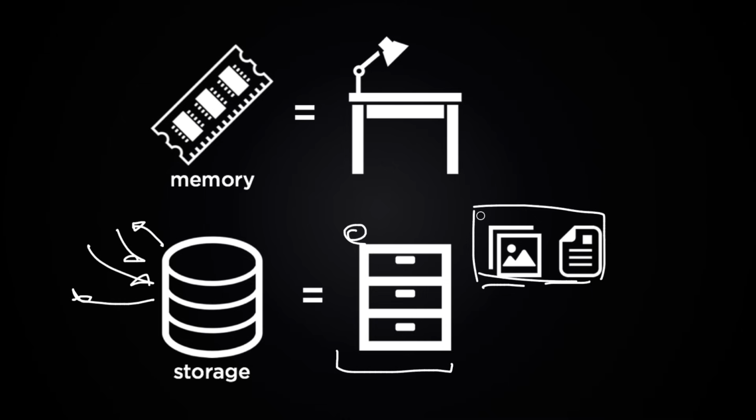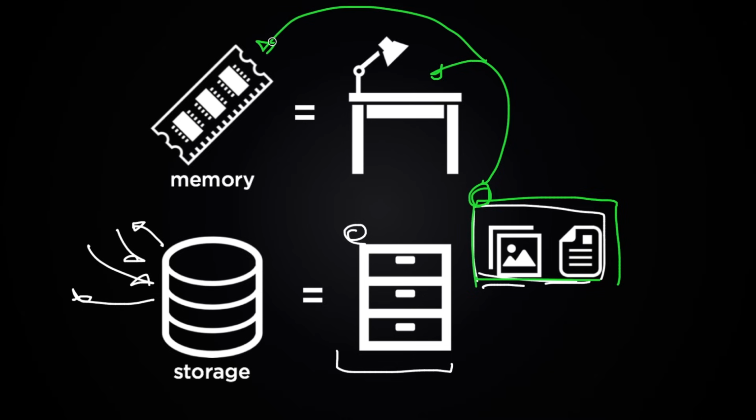So once you retrieve those documents from your storage, whether they're text documents or photos, you'll be able to put them on your desk, or on your memory. And once they're there, it's going to be so much faster to work with them. And the reason it's so much faster is because it's so much quicker to write data into and read data from memory than it is with storage.